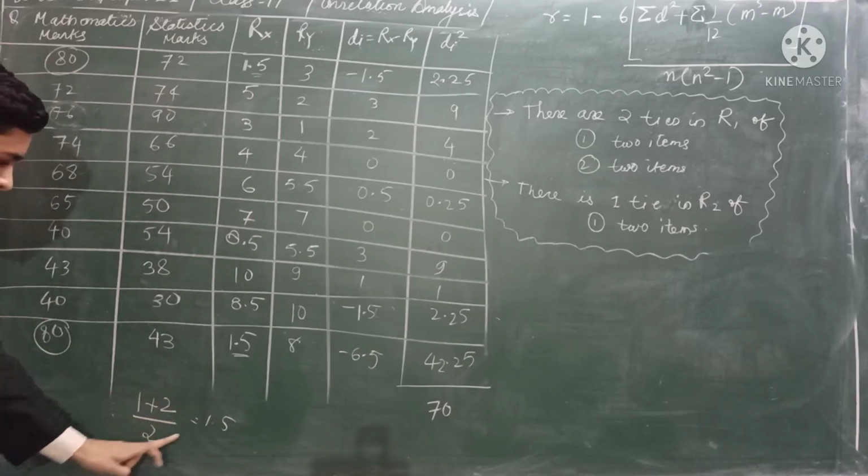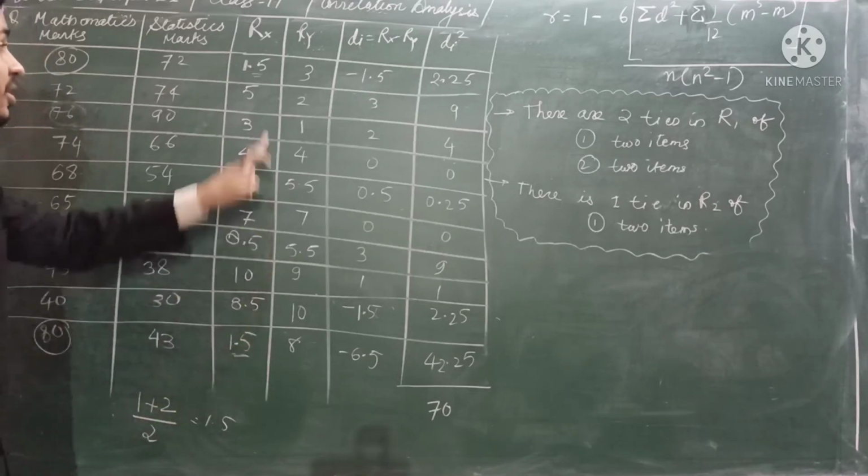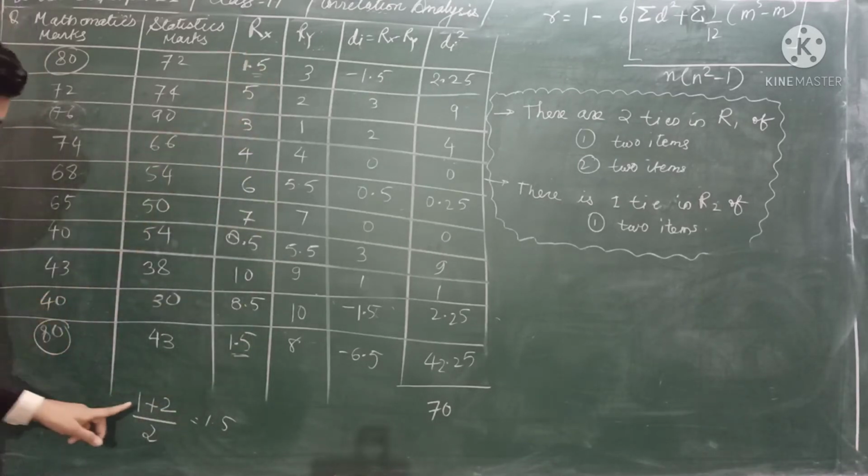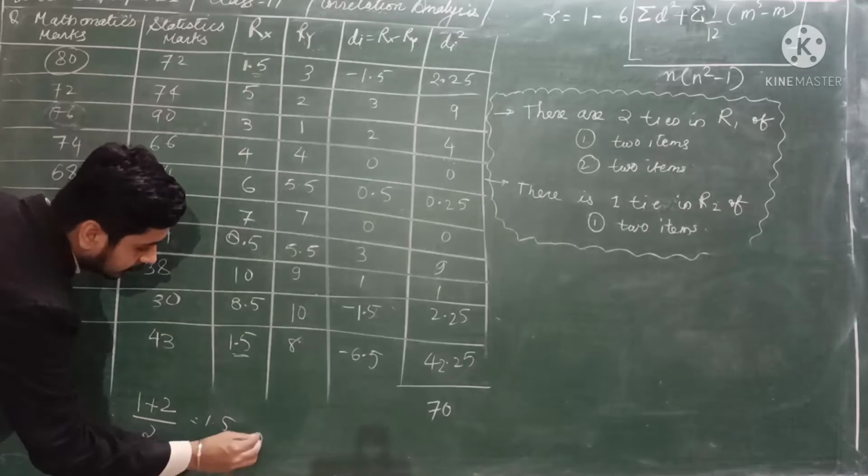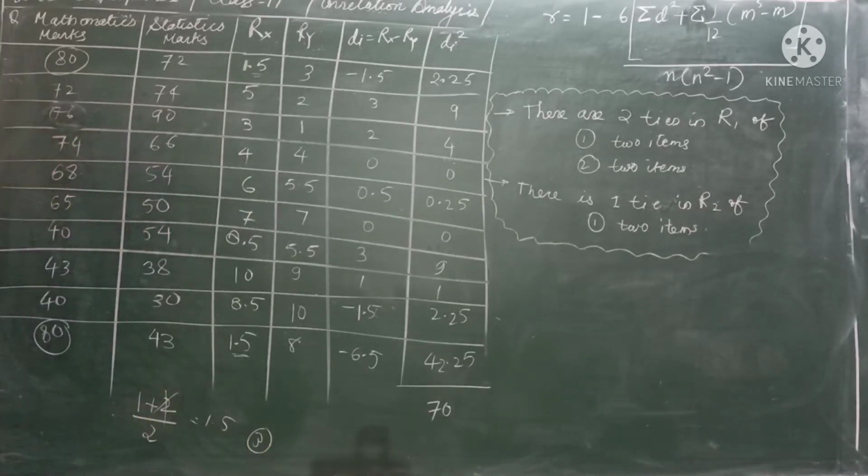So 1 plus 2 divided by 2, 1.5. So we have given 1.5 as the rank. Now the next rank will be the third rank, not the second rank, because we have taken 2 here. So as 76 is the second highest, we will give the third rank.